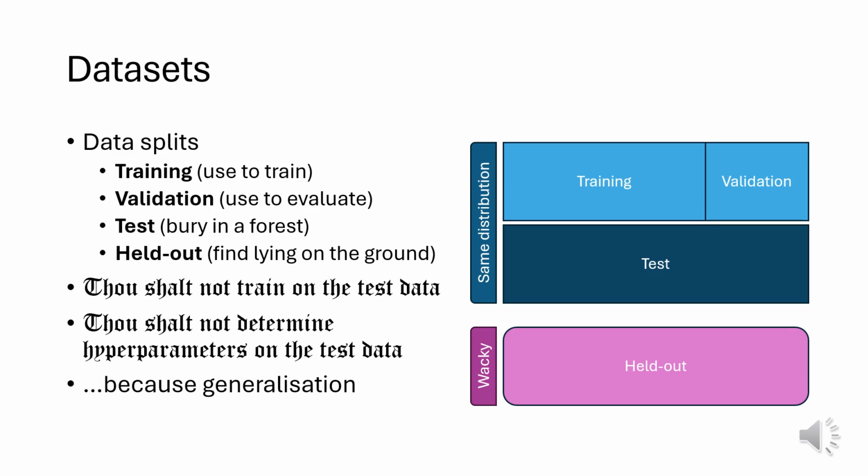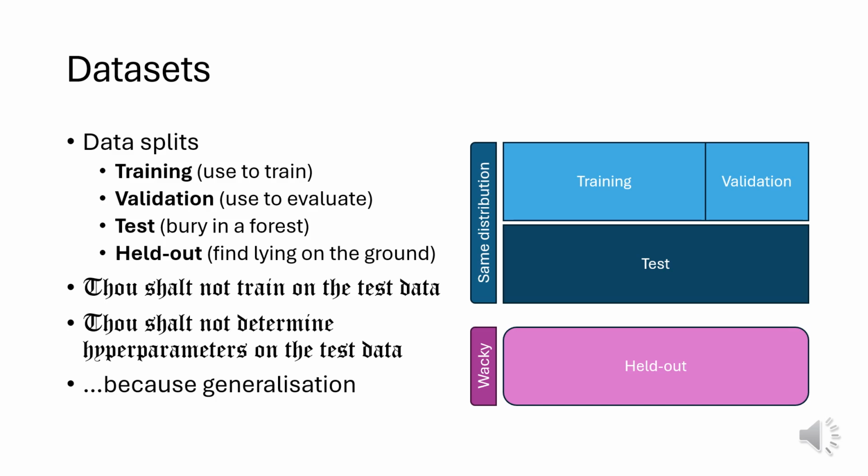The test data, however, is different. While it looks similar to the training data and validation data, it must be set aside and never used. Ideally, it is controlled by a third party and evaluated rarely. It is the AI system's performance on this test data which is the true measure of how well it performs in general. This is the source of the two commandments of machine learning. Thou shalt not train on the test data. Thou shalt not determine hyperparameters on the test data.